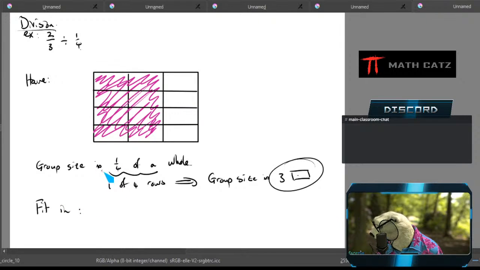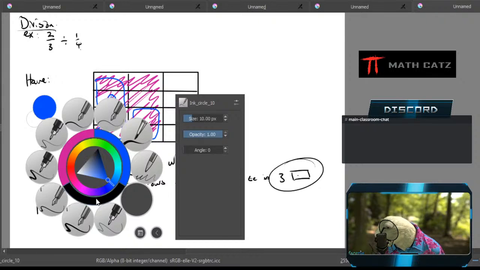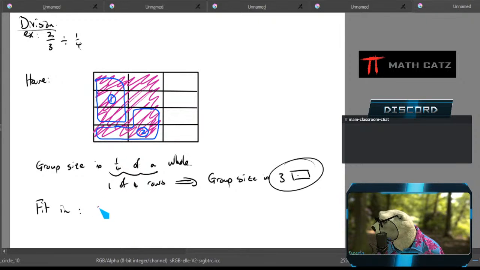Let's see it. Let's make it blue. There's one. There's maybe another one. 2. And I have some left over. So I can fit it in 2 whole times. Let me just think. Yeah. 2 whole times with 2 left over. I have a lot of 2's floating around here. That might not be ideal.